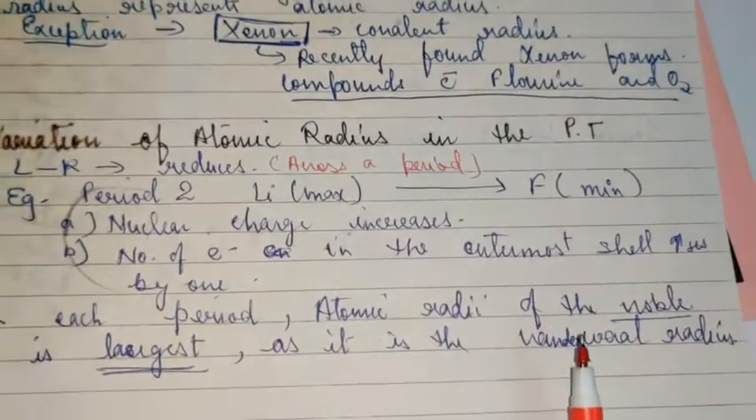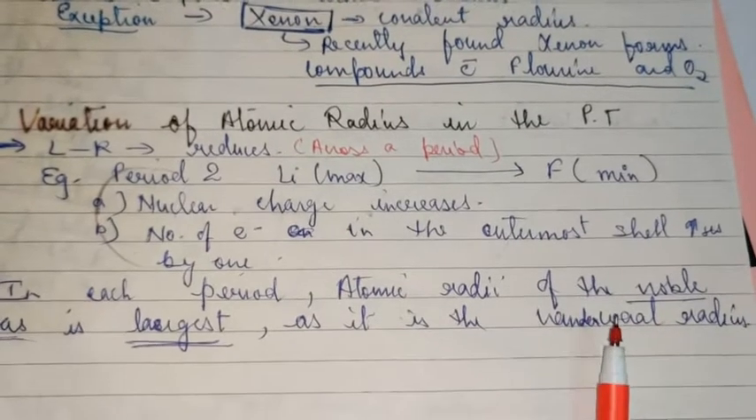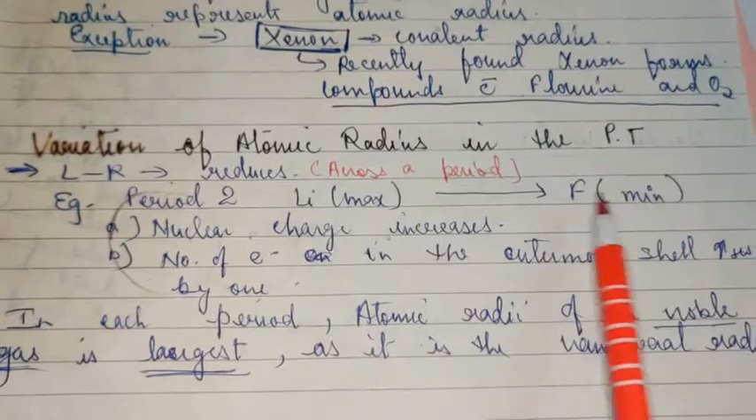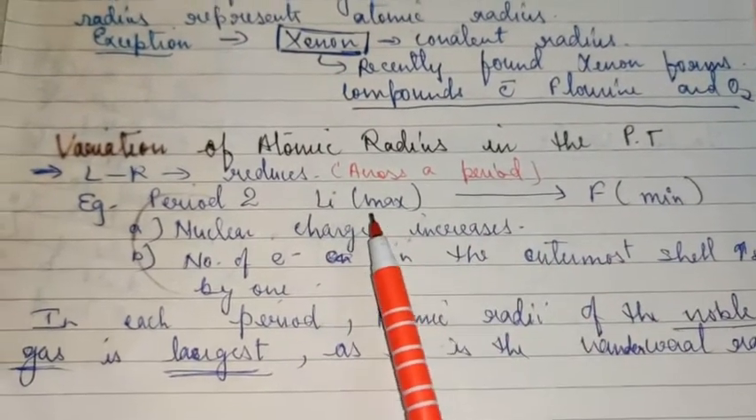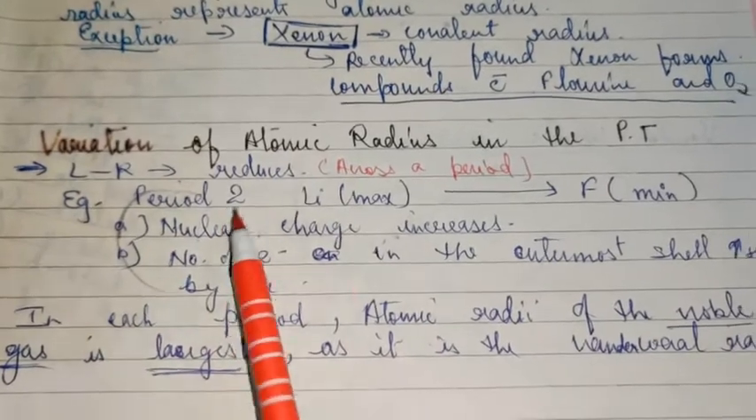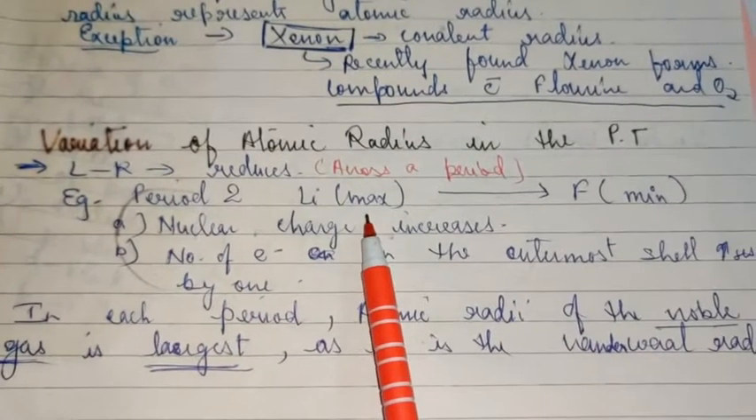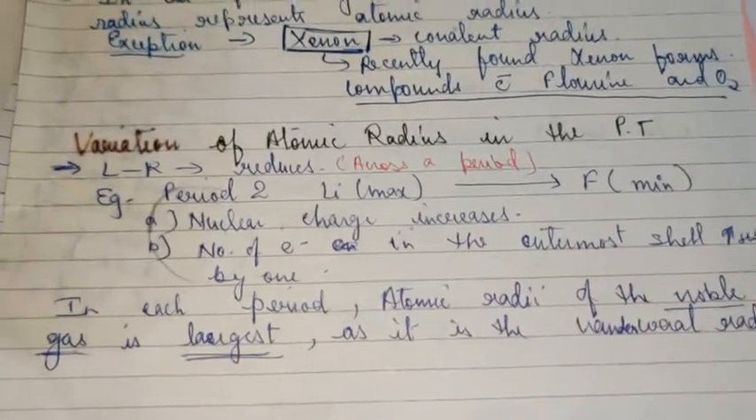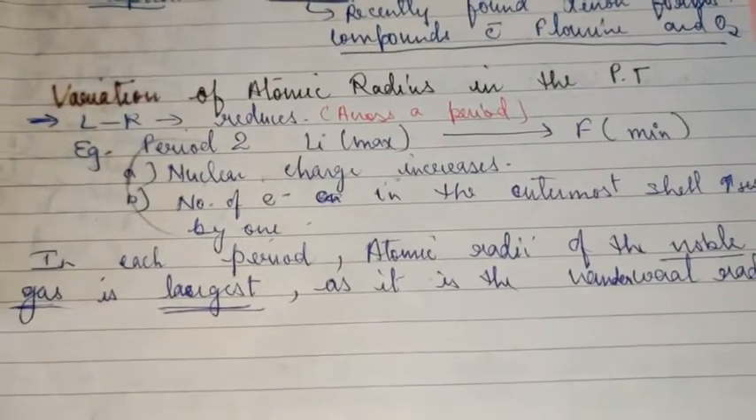And when you exclude this 18th group, that is the noble gas, and you compare the atomic radii, lithium, if you consider the example of period 2, lithium will have maximum radii and fluorine will have minimum radii. Now I'm explaining this to you with the help of a diagram.